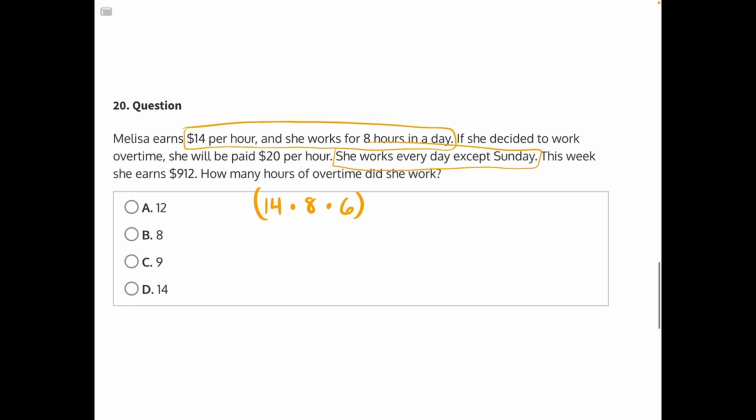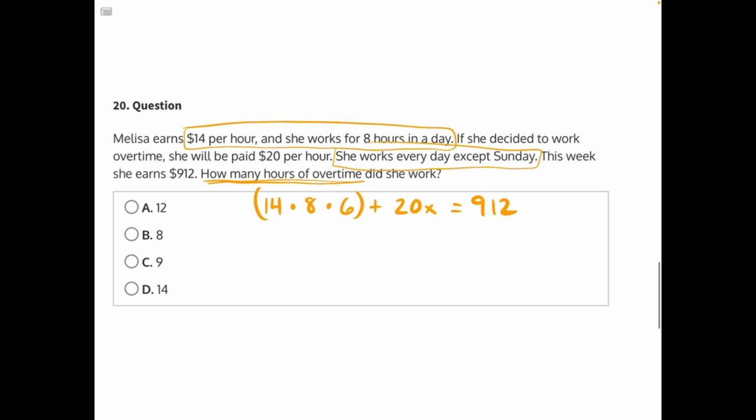Then on top of that, she makes overtime pay of $20 per hour, but we don't know how many hours of overtime she worked. That is the question. That's what we're being asked. So we need to make that our unknown, our variable x. And all of this together will total up to be $912. So now we can start to simplify and solve for our missing variable x.